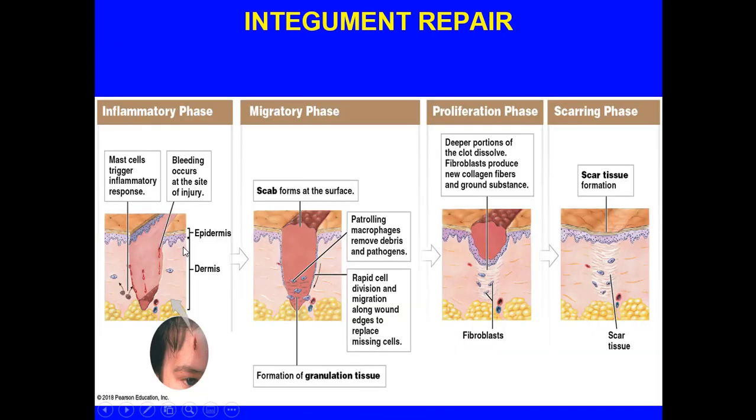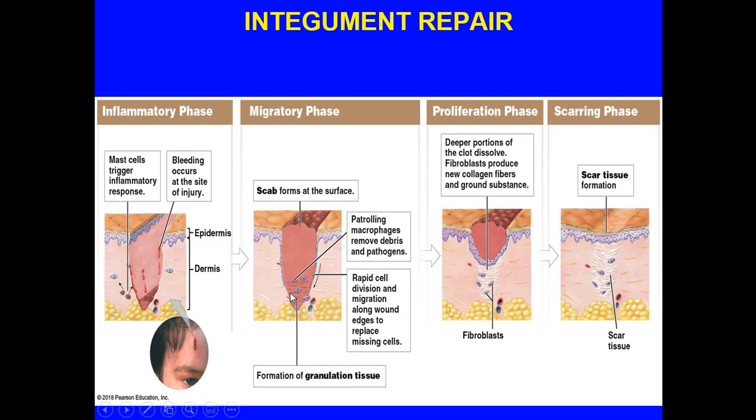So we have the inflammatory phase, as you can see here from this diagram. Mast cells are going to trigger the inflammatory response. The bleeding is going to occur at the site. Notice that you've cut through the epidermis and the dermis. You have the formation of a scab, which is clotted up blood, etc. You're going to have patrolling macrophages remove debris and pathogens.